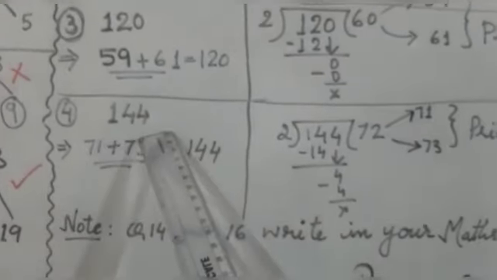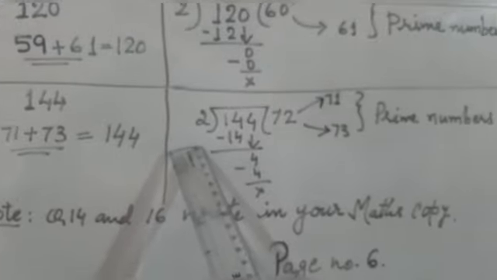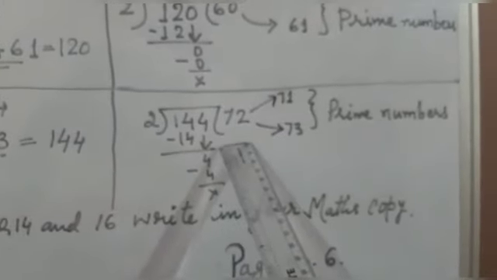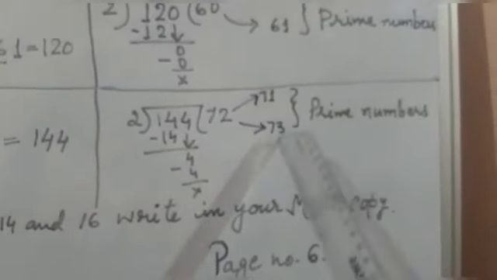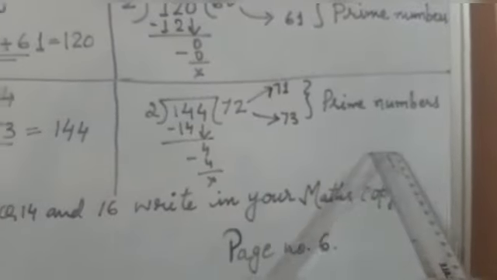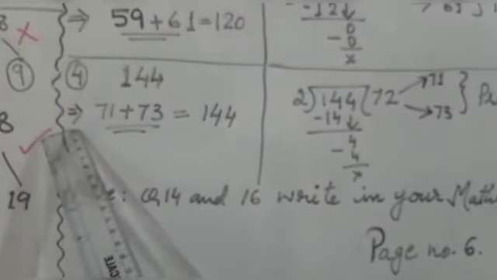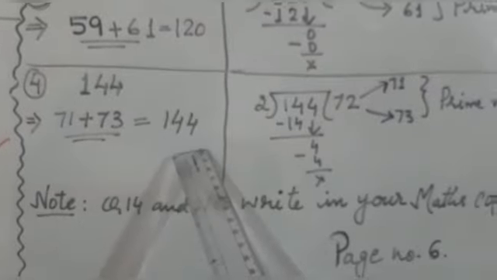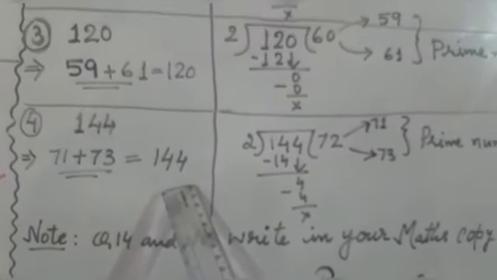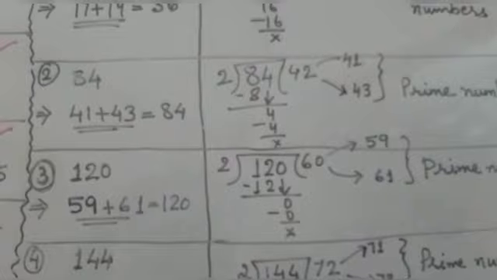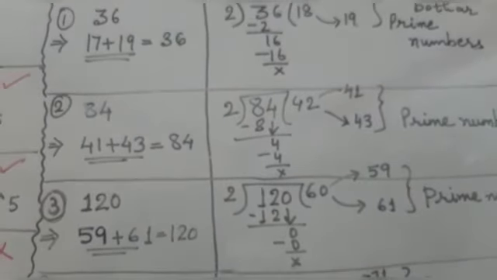Next number, 144. Same, divided by 2. The numbers before and after 72 are 71 and 73. Both are prime numbers. We add 71 plus 73 and get 144. In this way, we can find the sum of twin primes.